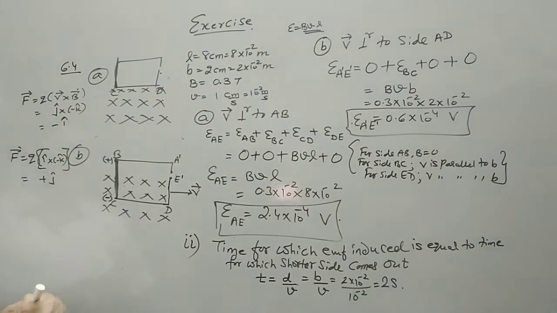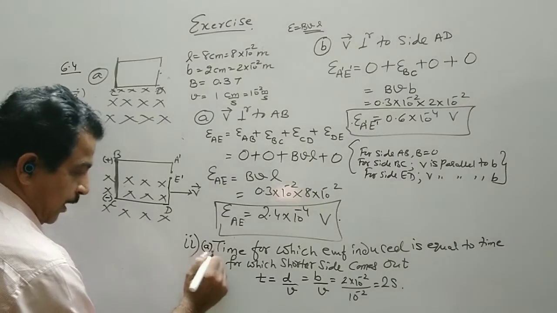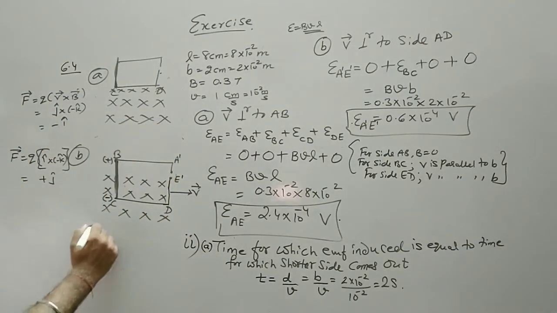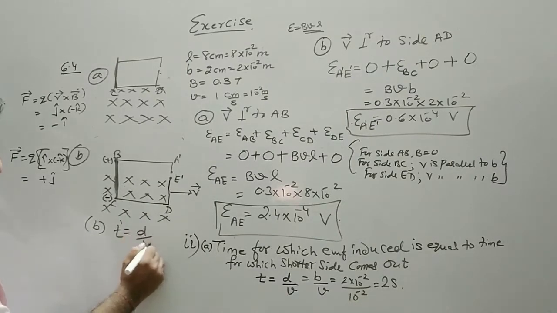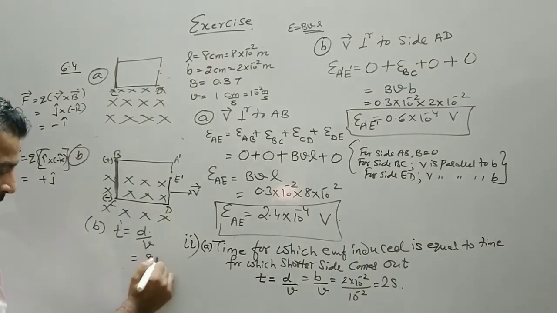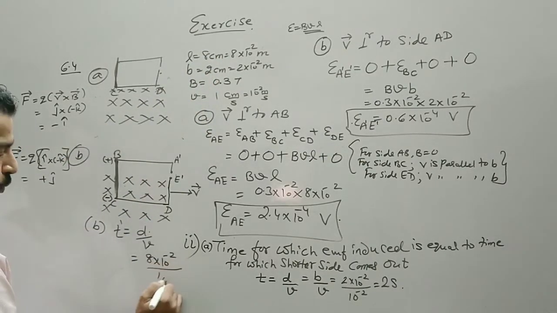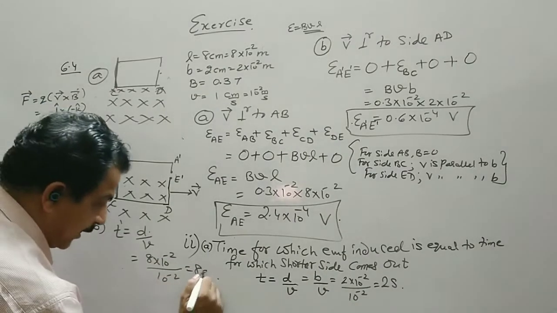So this is the second part of the case 1, and for this again we take a time t dash. Now distance upon speed, here d will be equal to length, that is 8 into 10 raised to minus 2 upon 10 raised to minus 2. So 8 seconds.